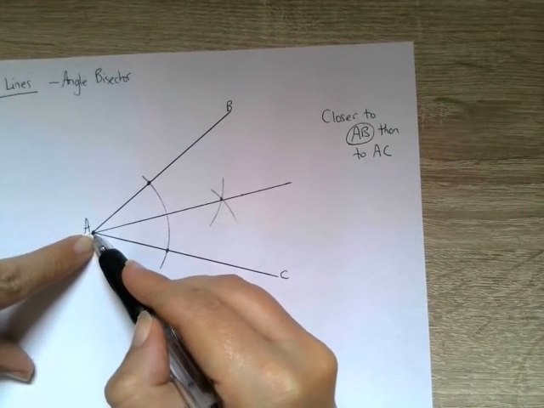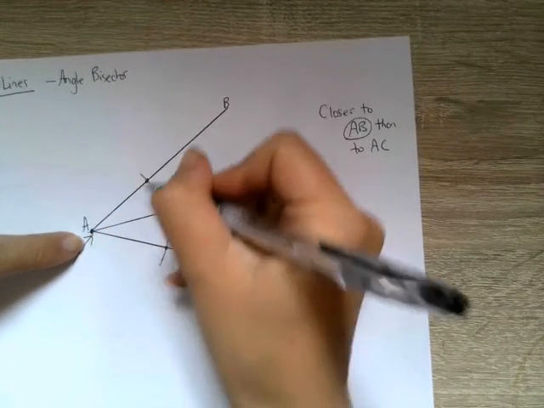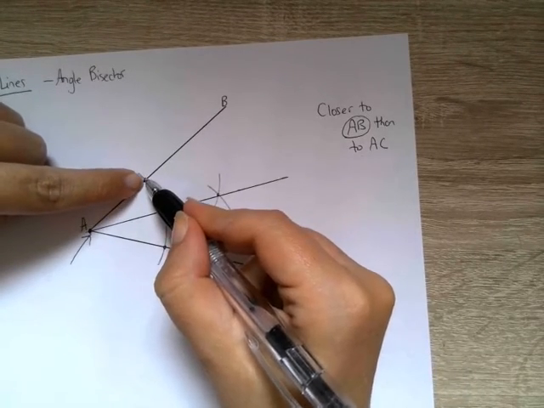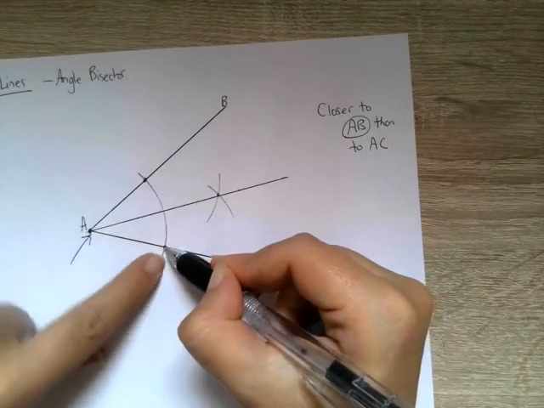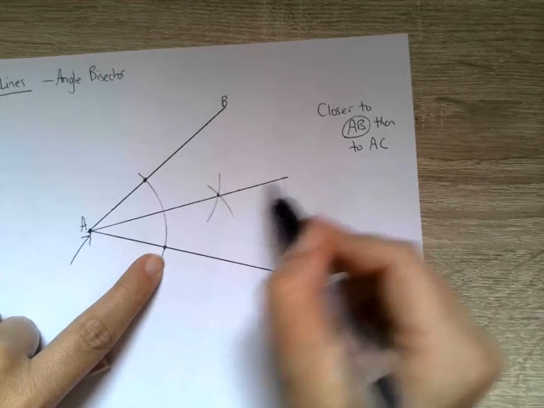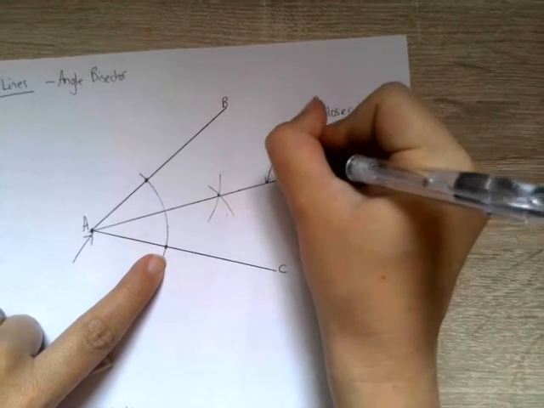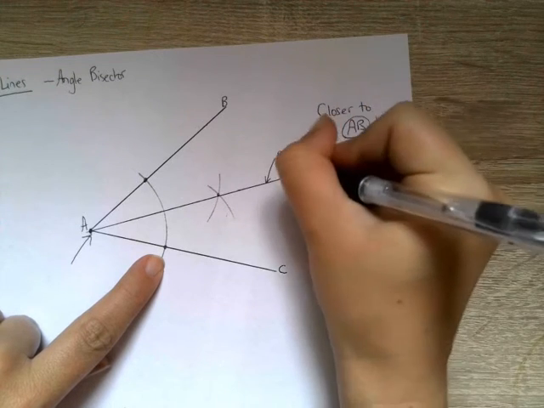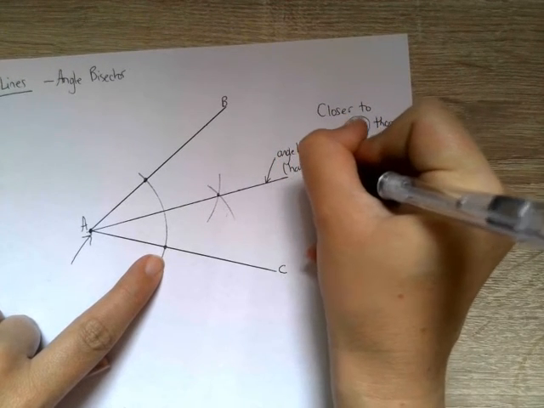So in the exam, you would put your compass there, draw your arc, then where they intersect here, put your compass here and draw an arc, put your compass here, draw an arc and join it up to get that angle bisector. So this is your angle bisector, and the whole point of that is that it's the halfway line, isn't it?